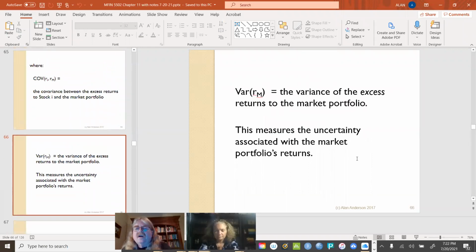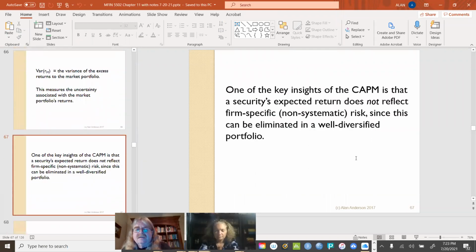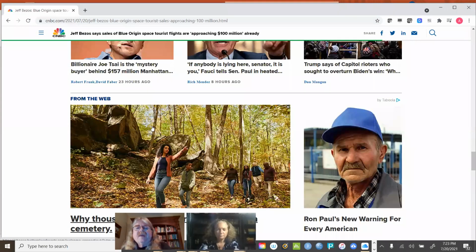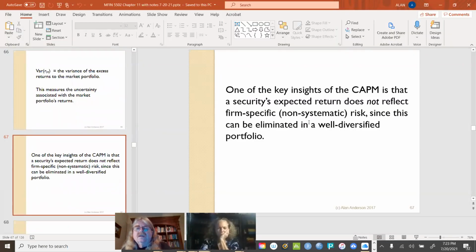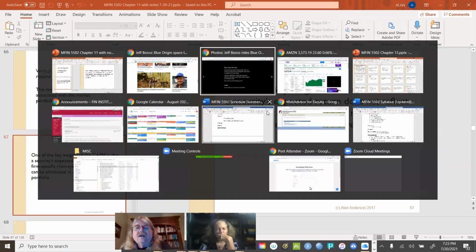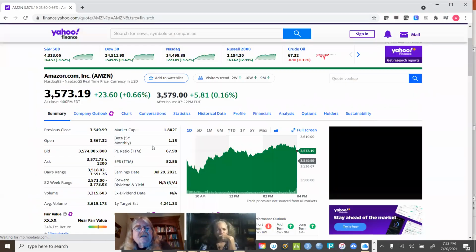Now, as it turns out, because of the way this beta was defined, the value of beta will be 0 for a risk-free asset like a treasury bill. The market portfolio, or Standard & Poor's 500, has a beta of 1 by definition. That's how the system is designed. So when you look at Amazon and you see their beta is 1.15, that basically means that Amazon stock is about 15% riskier than the Standard & Poor's 500.